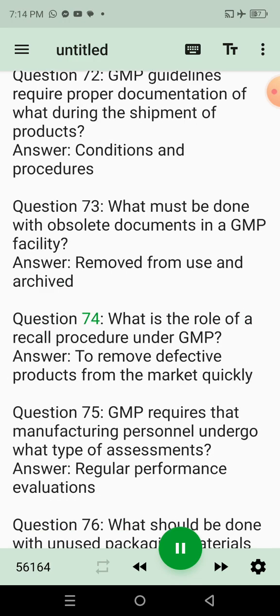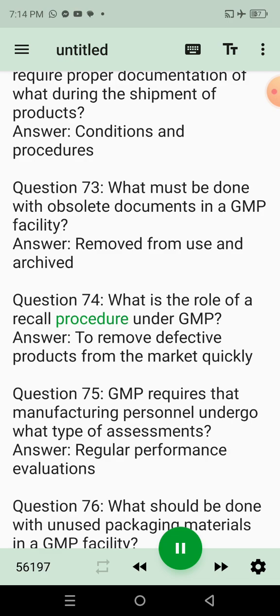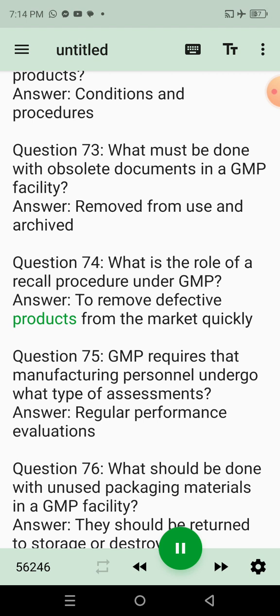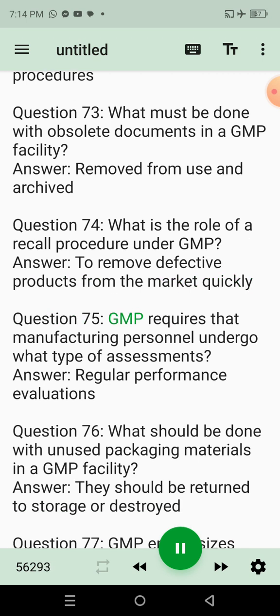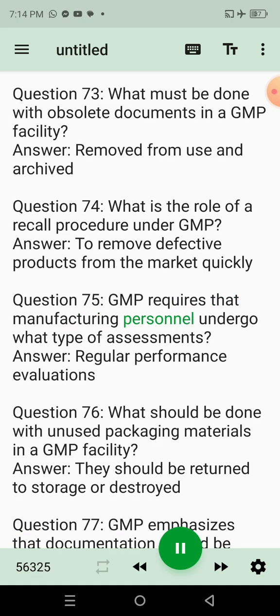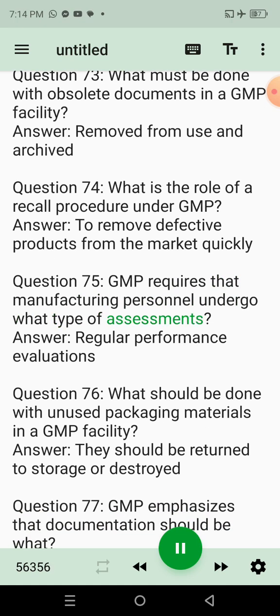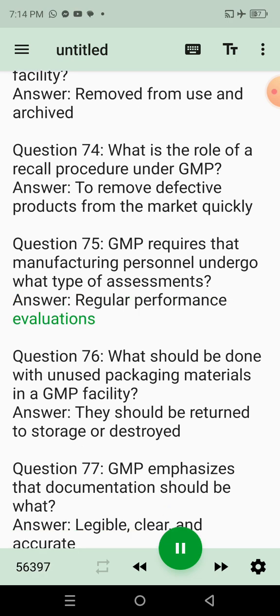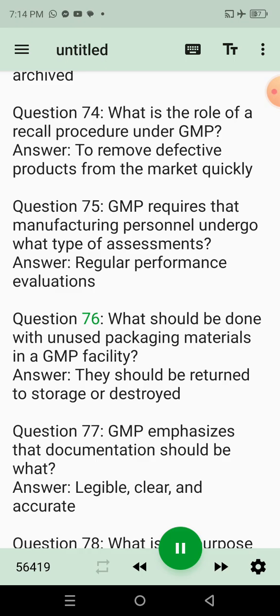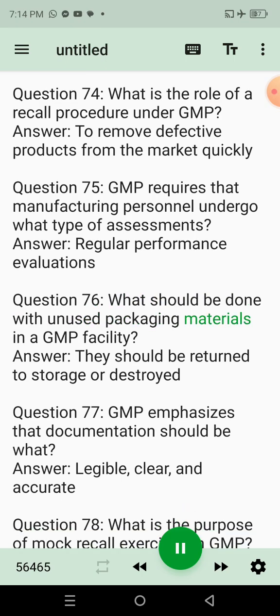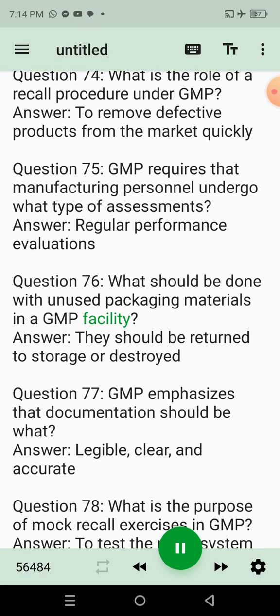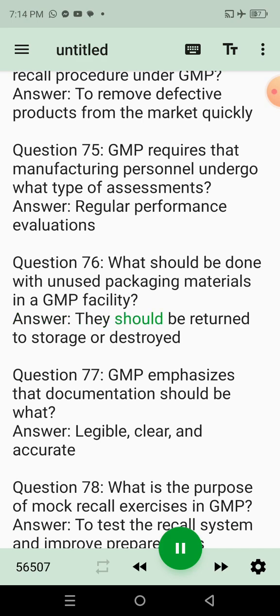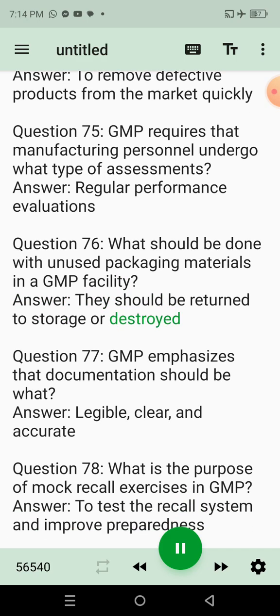Question 74. What is the role of a recall procedure under GMP? Answer: to remove defective products from the market quickly. Question 75. GMP requires that manufacturing personnel undergo what type of assessments? Answer: regular performance evaluations. Question 76. What should be done with unused packaging materials in a GMP facility? Answer: they should be returned to storage or destroyed.